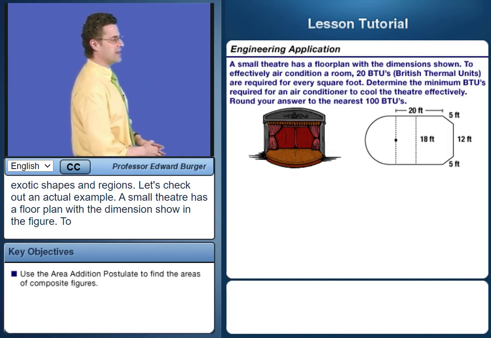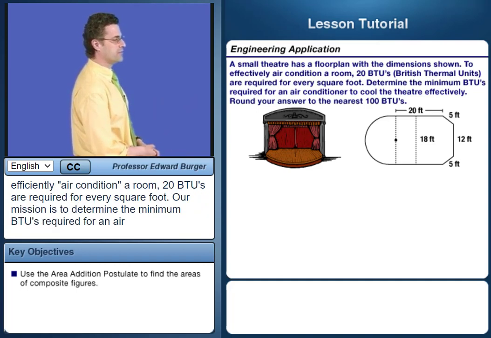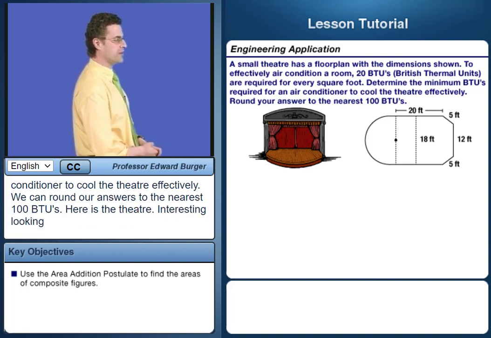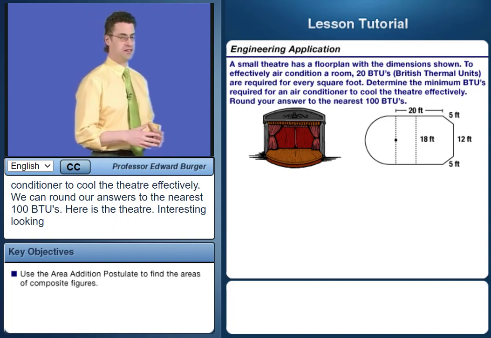A small theater has a floor plan with the dimensions shown in the figure. To efficiently air condition a room, 20 BTUs are required for every square foot. Our mission is to determine the minimum BTUs required for an air conditioner to cool the theater effectively, and we can round our answer to the nearest 100 BTUs.